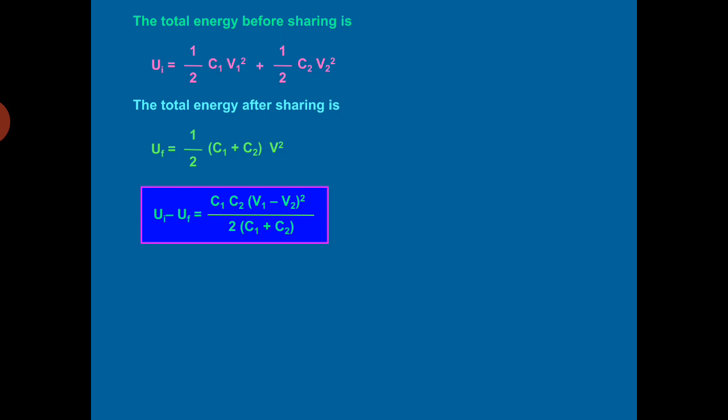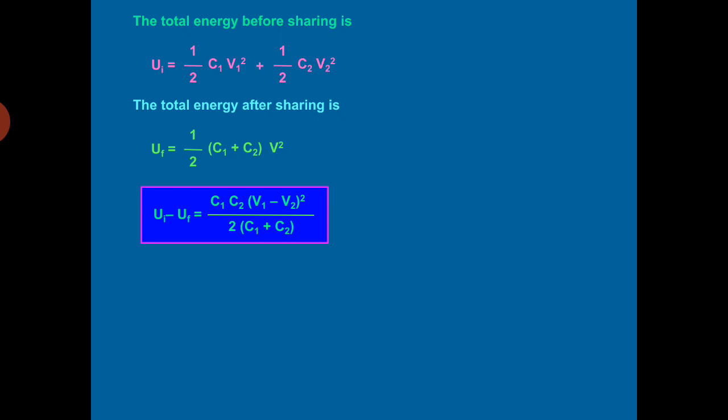So let us find out the difference between the two, that is UI minus UF. You have to subtract these two terms. These steps of calculations are not being shown in the PPT. Better you solve it in your copy. It's a simple subtraction. You take the denominator and then simplify it. Finally, the relation obtained comes out to be C1C2 within the brackets (V1 - V2) whole square divided by 2(C1 + C2).